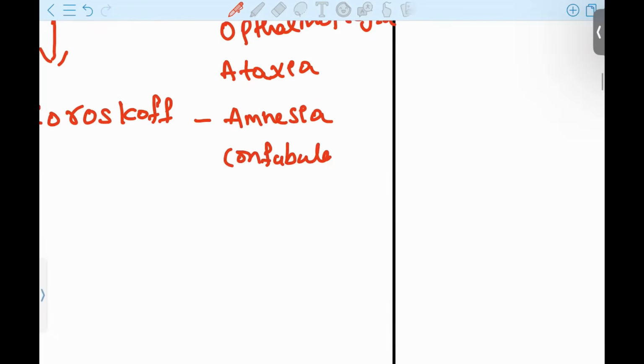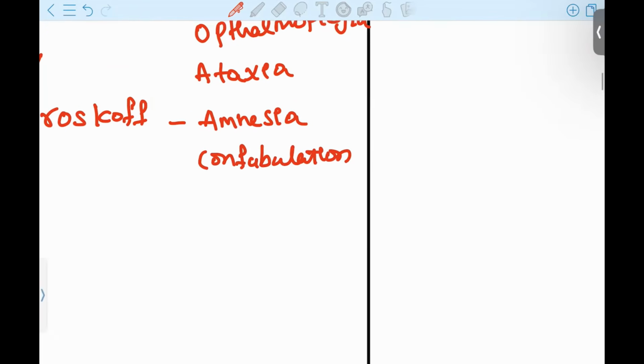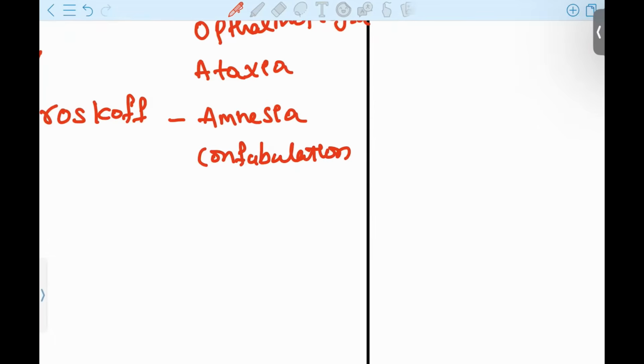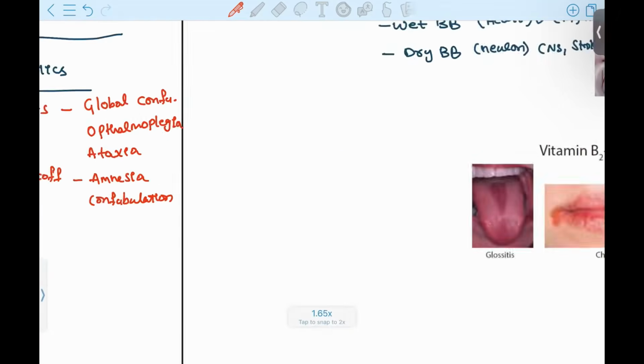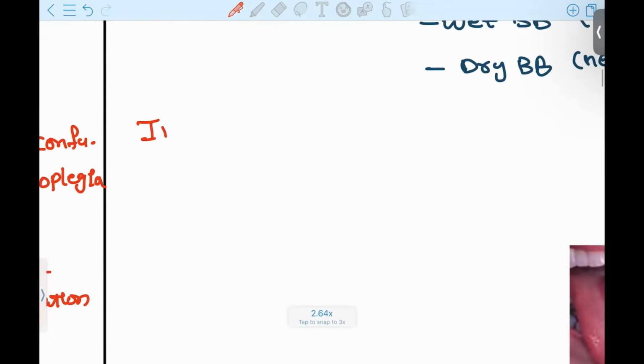How does confabulation present in the patient? Usually, if the episode is not remembered by the patient, the patient doesn't strain himself to remember that episode. Instead, he will create his own thoughts and fill in that particular episode. So that is confabulation. So how do you treat this patient? Immediately, you have to give thiamine.